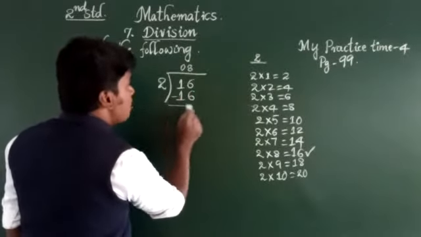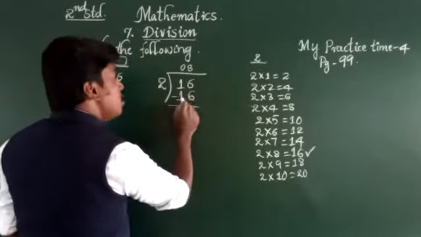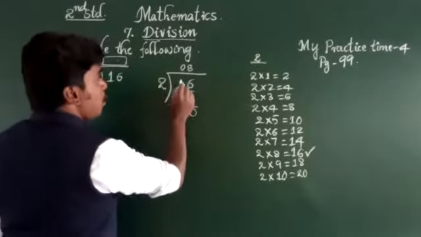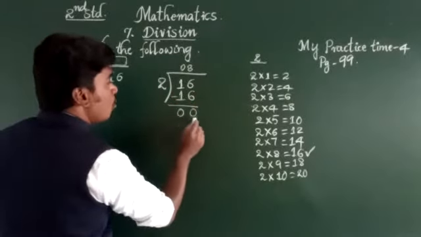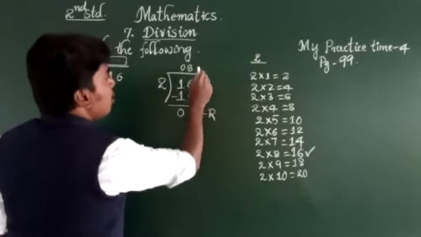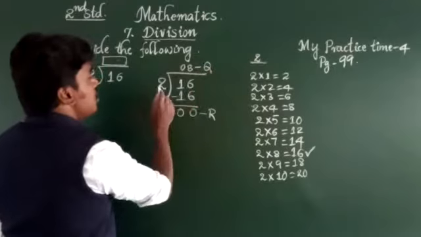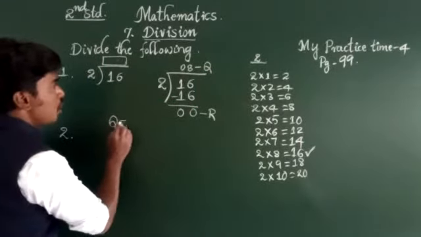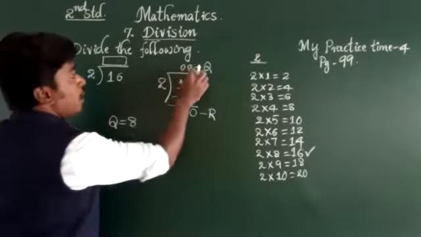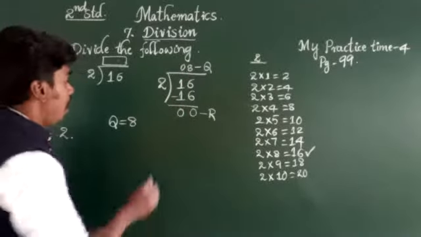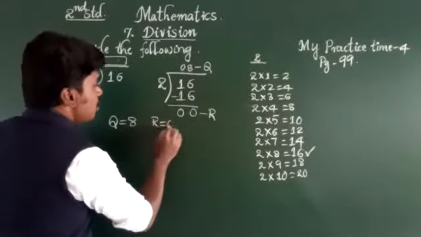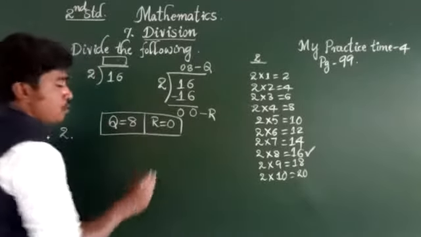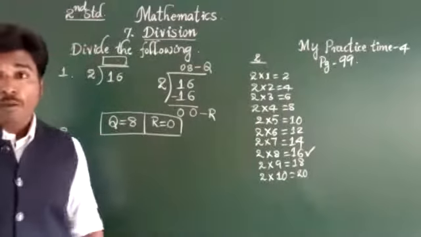Now you subtract this number from the above number. 6 minus 6 is 0 and 1 minus 1 is 0. This is the remainder. This is the quotient. This is the divisor. So you can write the quotient is 8. 08 is nothing but 8 only and the remainder is 0. Yes students, in this method only you do the problems.